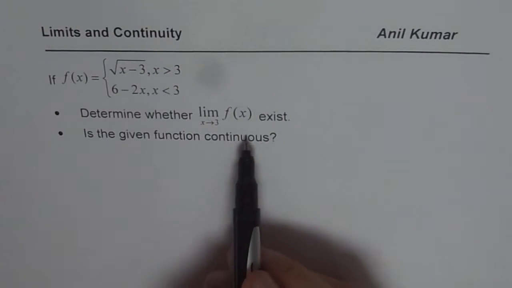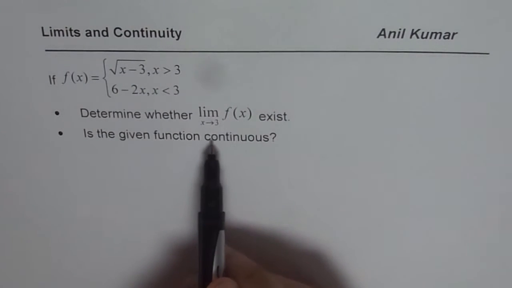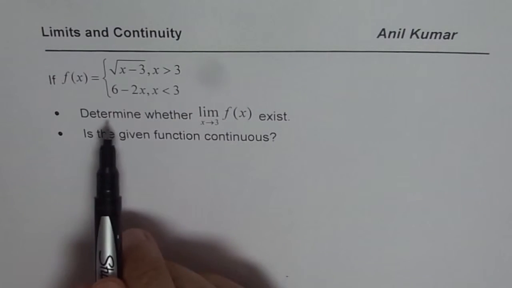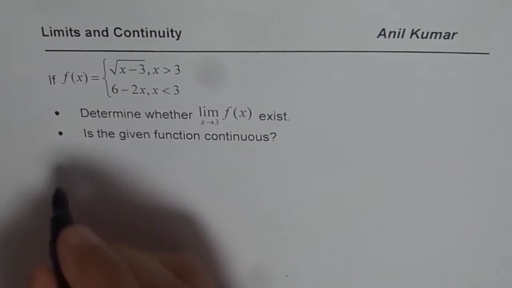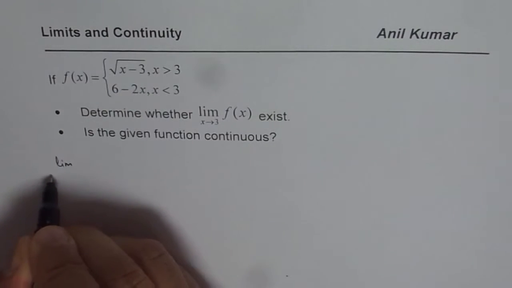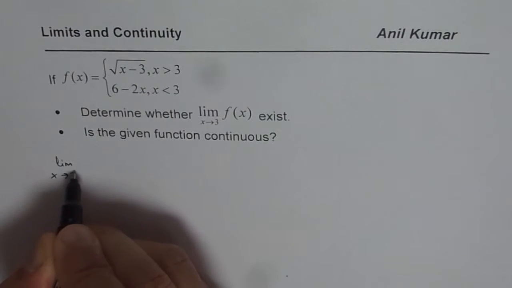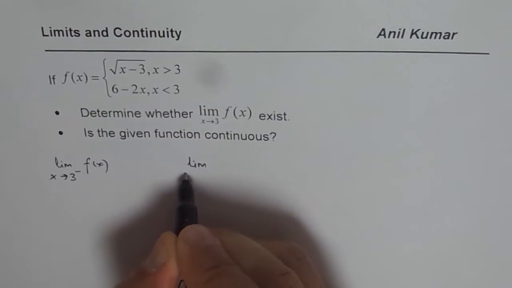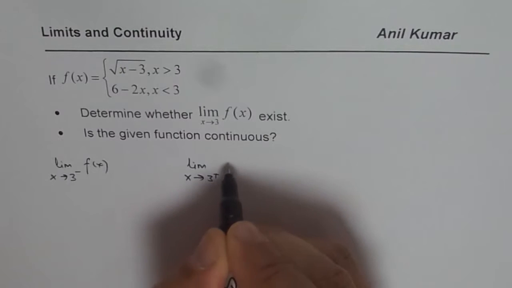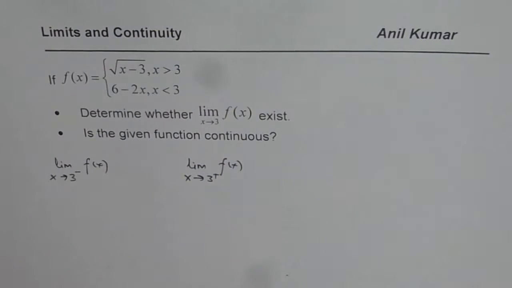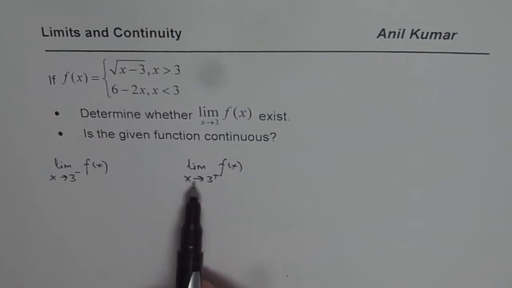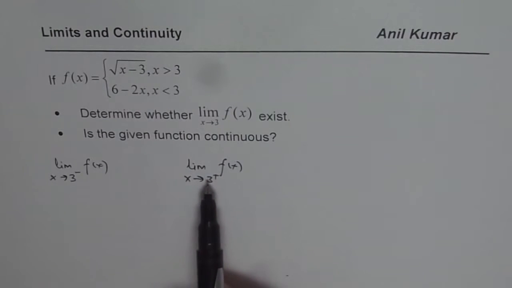Now for the function to be continuous, the limit should exist and the limit should be equal to the value of the function, right? That is important. So let's first figure out the limit of this function. We'll find the limit as x approaches 3 from the negative side, and also the limit as x approaches 3 from the right side. If both these limits are the same, then the limit exists.